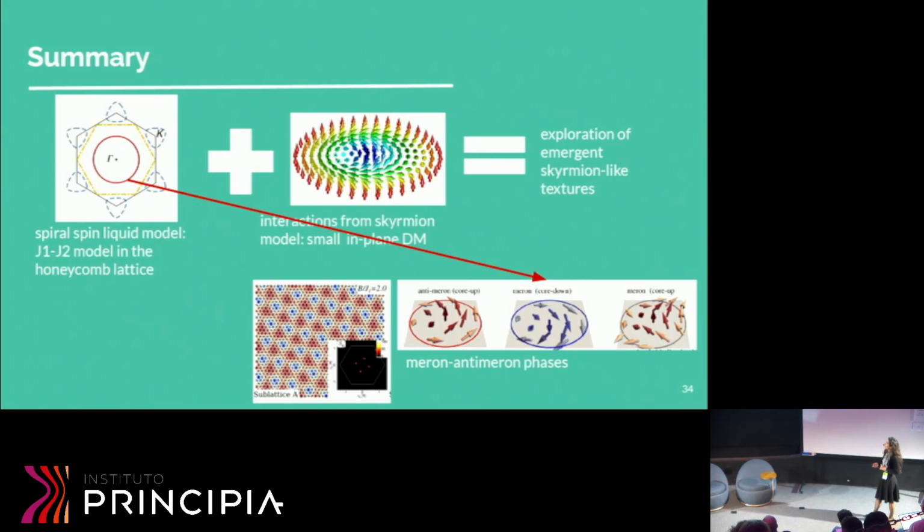And then we propose a model where we start with a spiral spin liquid in the honeycomb lattice, and adding a bit of the Dzyaloshinskii-Moriya interaction, we do not only find antiferromagnetic skyrmions, but we find these patterns of merons and antimerons in each of the two triangular sublattices.